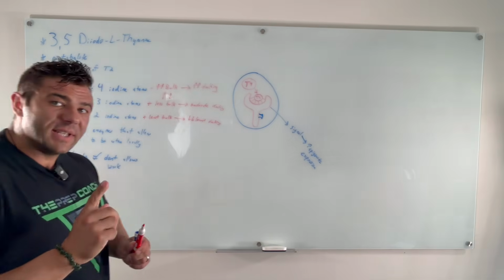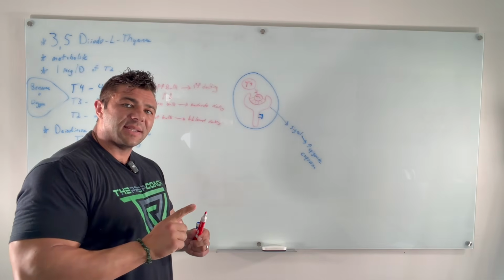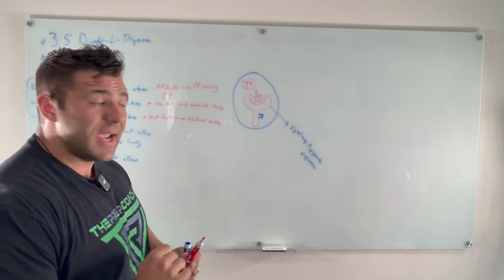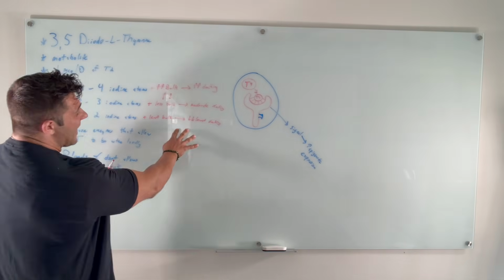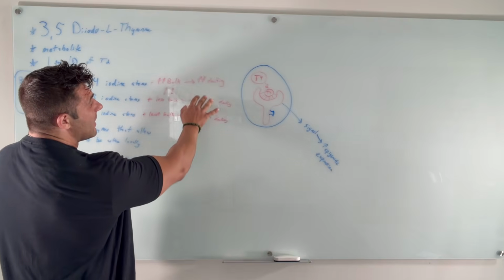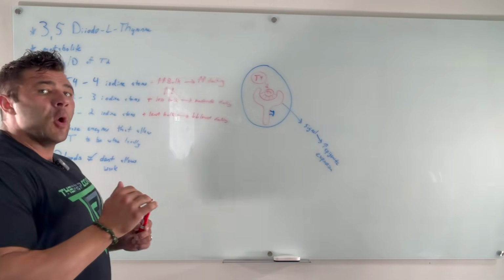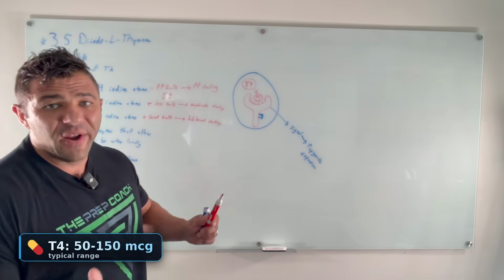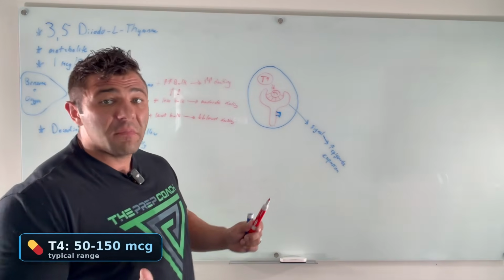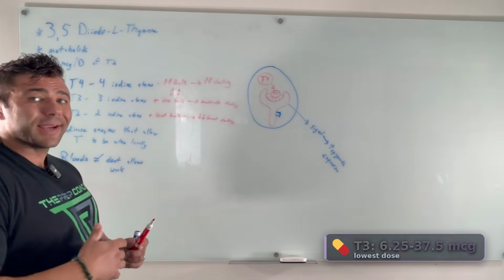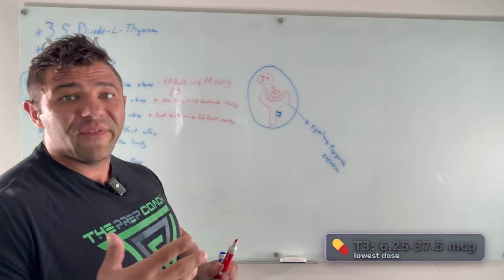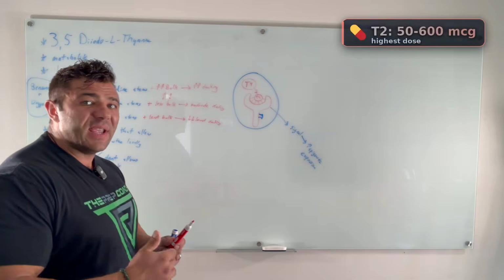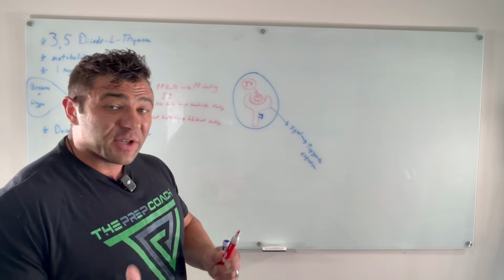So the interesting thing about this is it doesn't equate to dosing, right? Because if it did, then this would have to be the highest, this would be second, that'd be third place. So T4 technically would be the lowest dosed one. And in reality, most T4 doses are, depending on the person, 50 to 150 micrograms. T3 is more like 6.25 micrograms to 25, 37.5 micrograms. And then T2 could be 50 to like 600 micrograms. So there's a massive range.